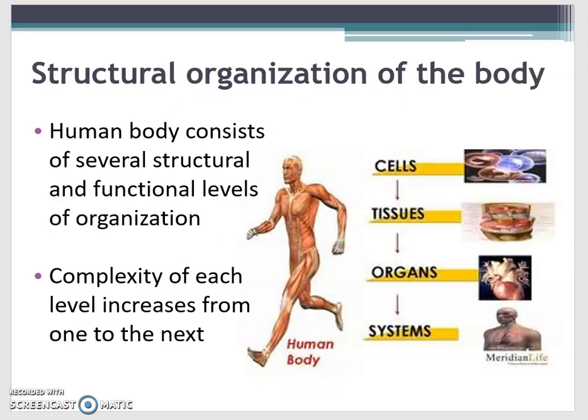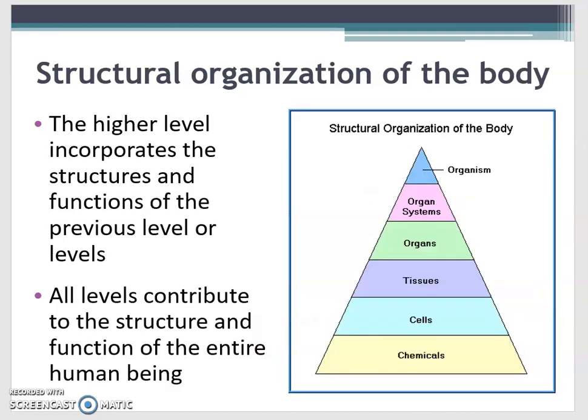We're going to talk very briefly, basic high school biology, about the structural organization of the body. It consists of several structural and functional levels of organization. The complexity increases as you move to the next level, kind of like terminology. We're going to sum all this information up in a moment, so I'm going to go through these slides sort of quickly. The structural organization of the body we see here.